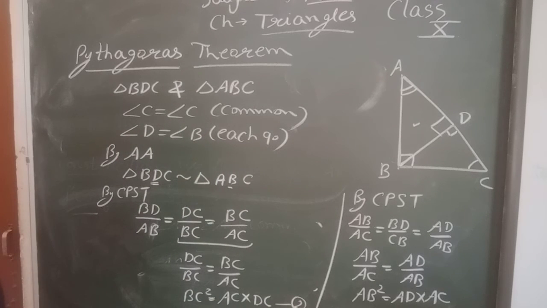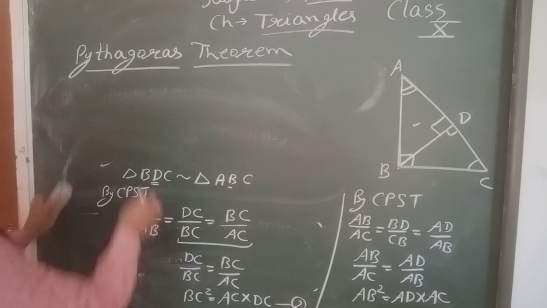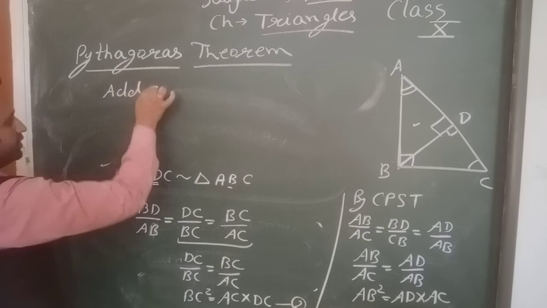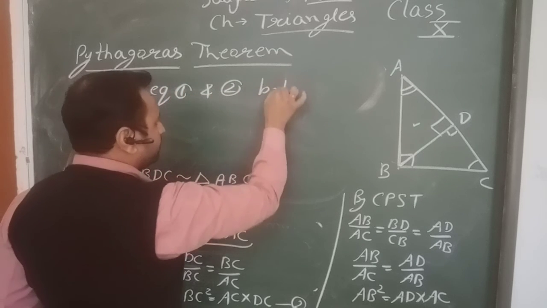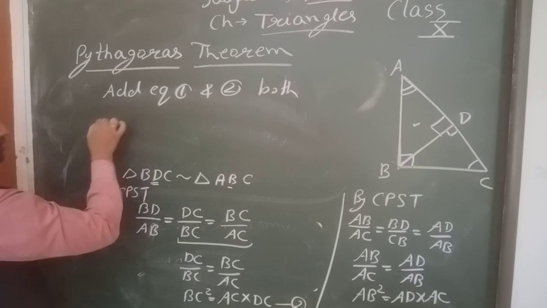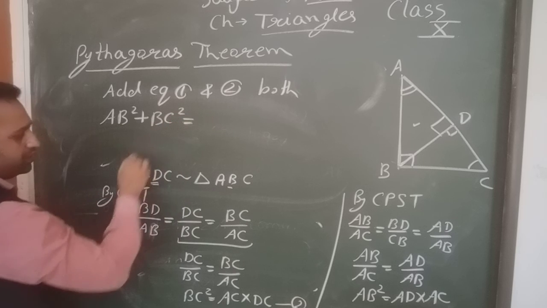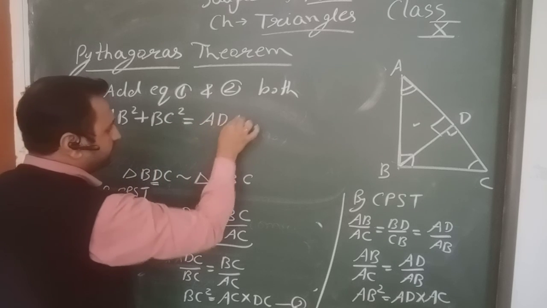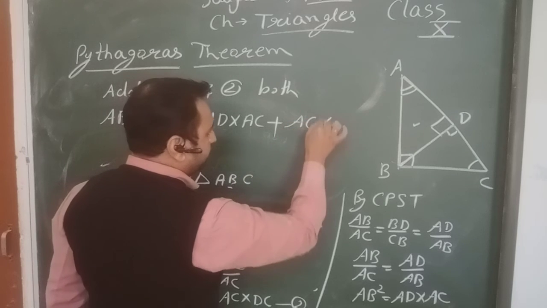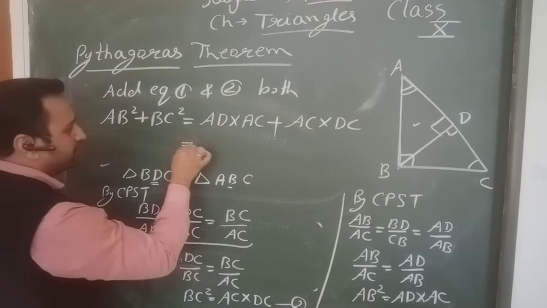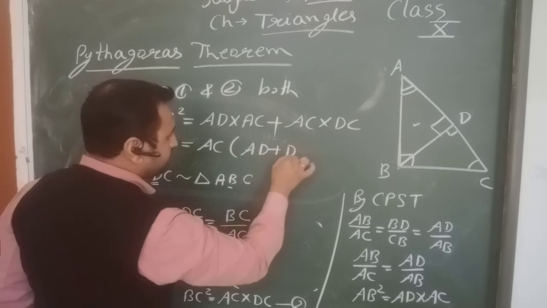Now in the last we have to add equation number 1 and equation number 2. Adding equation number 1 and equation number 2, AB square plus BC square is equal to AD multiply AC plus AC multiply DC. We can take AC as common in the bracket: AD plus DC.